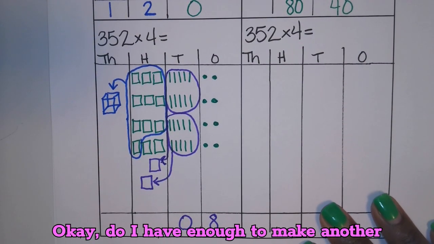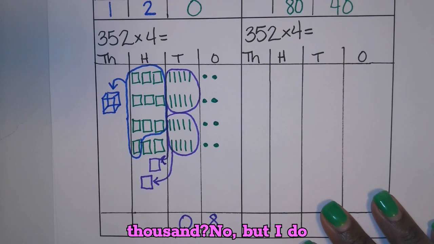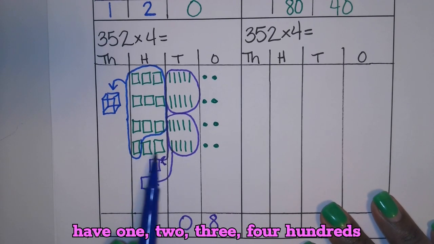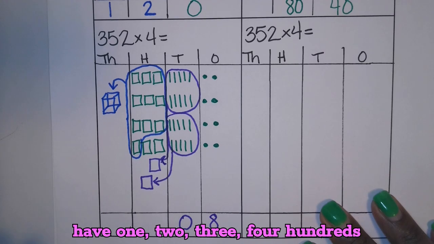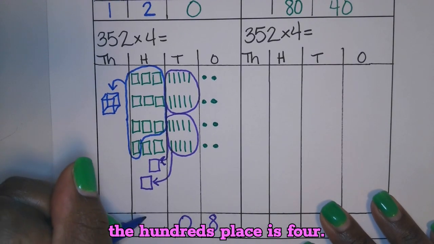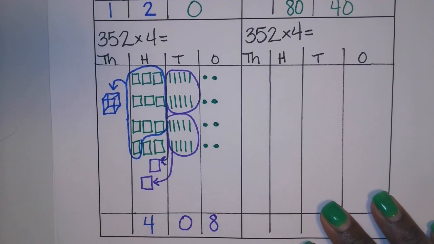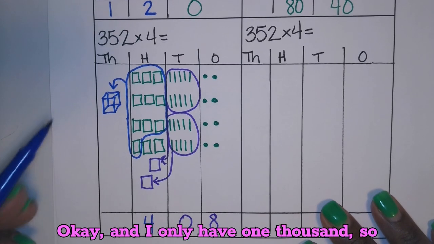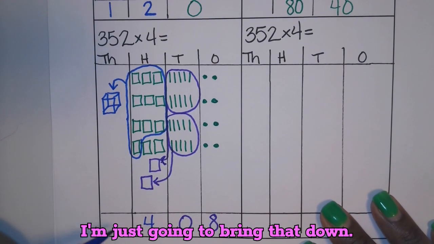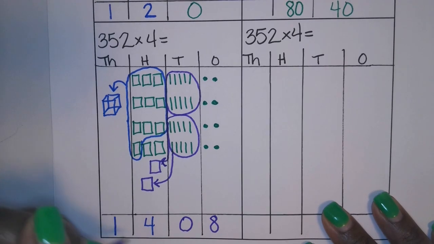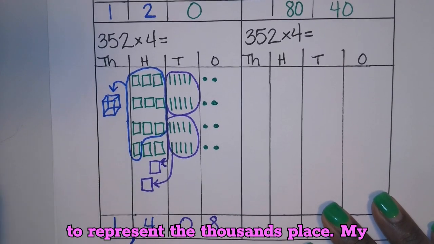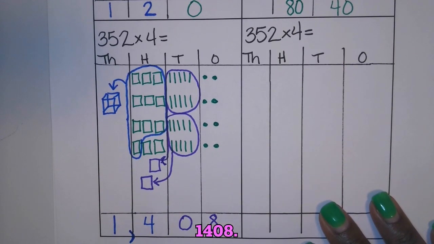Okay, do I have enough to make another 1,000? No, but I do have 1, 2, 3, 4 hundreds left over. So the digit that represents the hundreds place is 4. Okay, and I only have 1,000, so I'm just going to bring that down to represent the thousands place. And my final answer is 1,408.